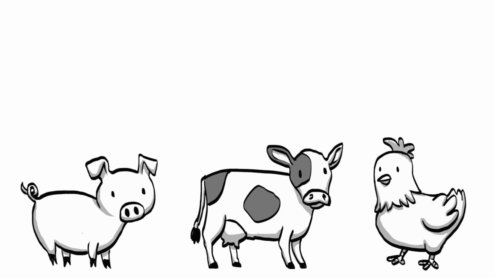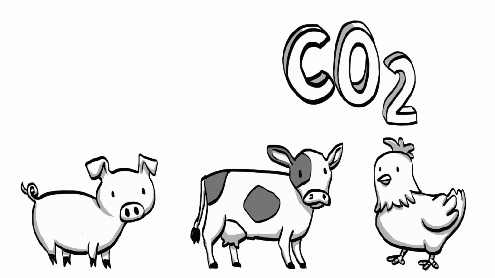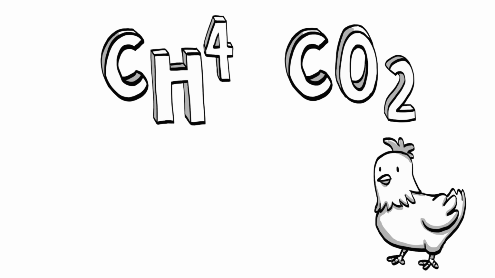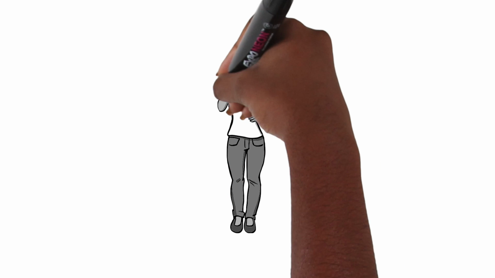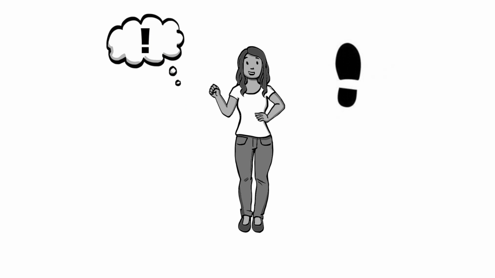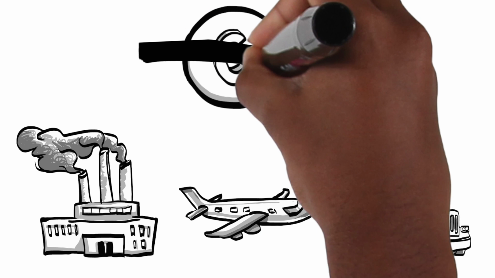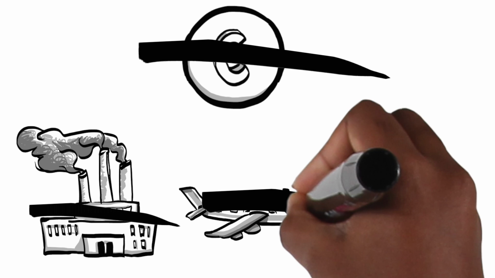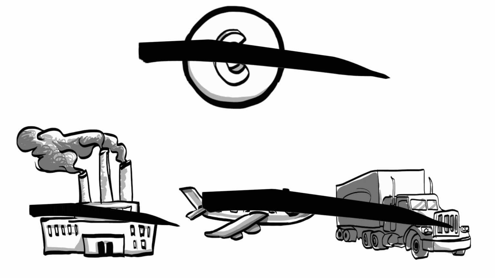Because raising and feeding livestock produces carbon and methane emissions. Limiting the amount of meat you consume, especially beef, can significantly lower your carbon footprint. Consuming less and buying used items also reduces your footprint by reducing the CO2 emitted from the factories where items are made and the transportation used to get them to you.